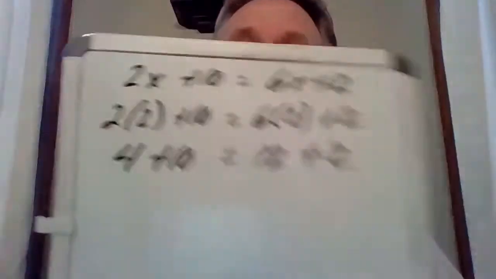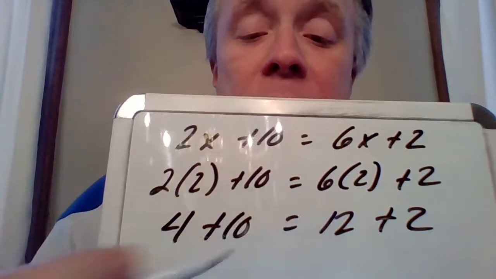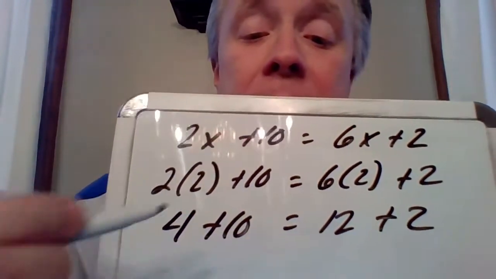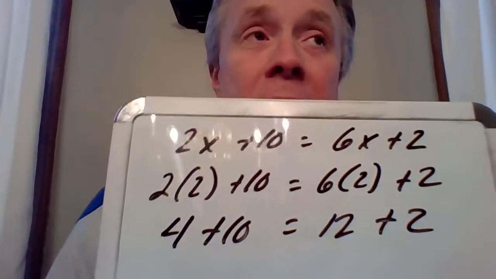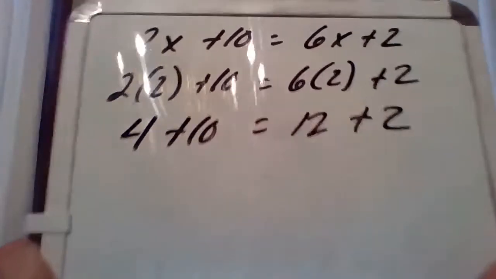So let's see. 2 times 2 is 4, and 6 times 2 is 12. So the first thing I did was just multiply: 2 times 2 is 4, 6 times 2 is 12. Now I'm going to add these two, and I'm going to keep my fingers and toes crossed. If they equal the same answer, we're good. 4 plus 10 is 14. 12 plus 2, 13, 14.